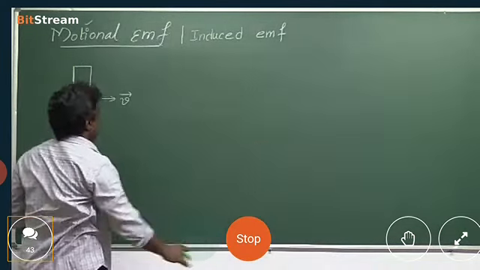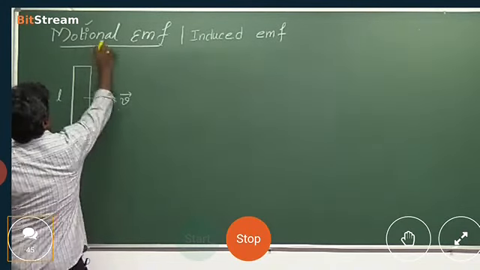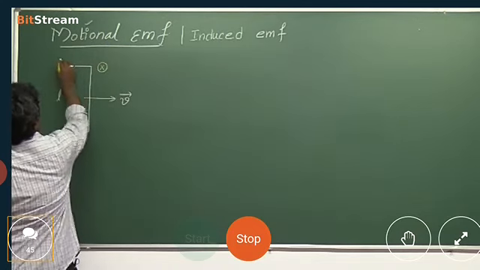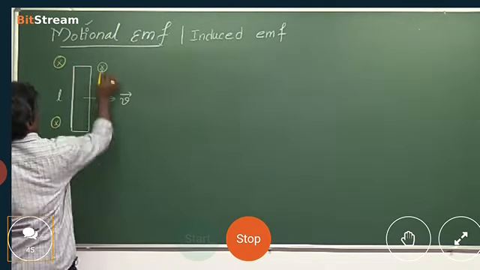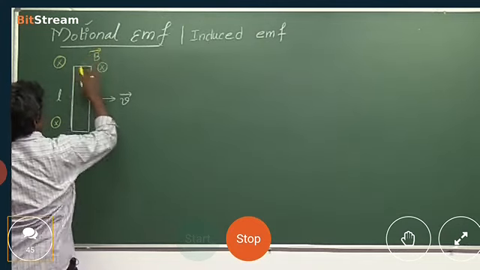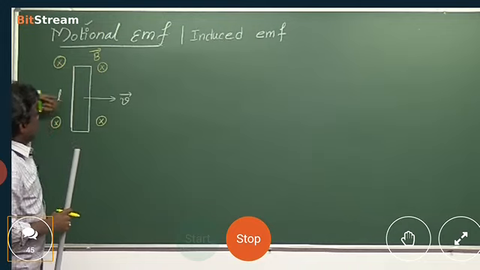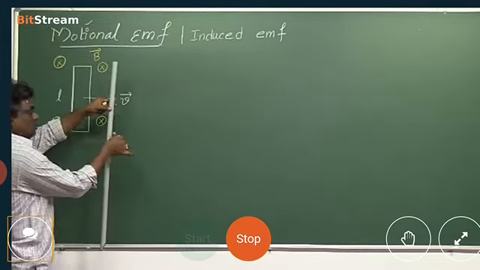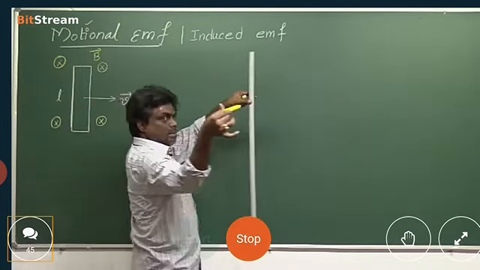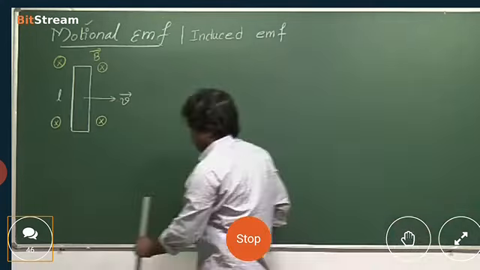Now here we have a magnetic field which is into the board. We have the magnetic field which is into the board. So this is the external magnetic field. So this is our situation. Here we have a conductor which is moving like this, and the magnetic field is into the board. This is the magnetic field direction and the rod is moving like this.